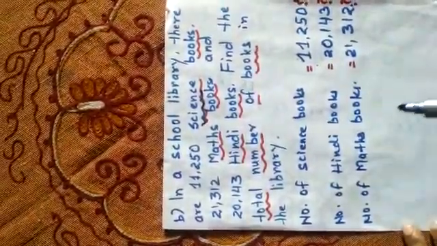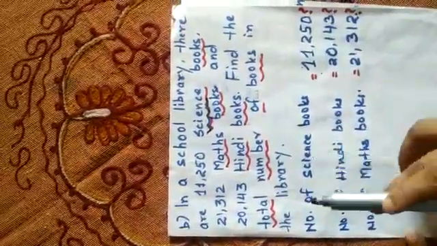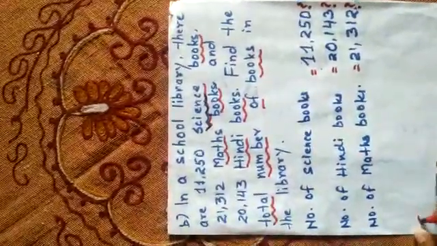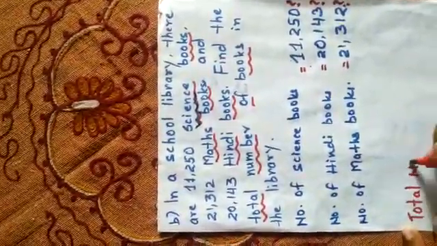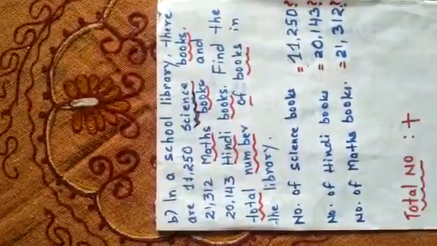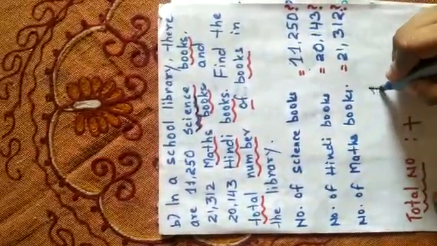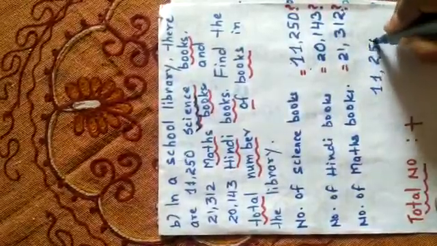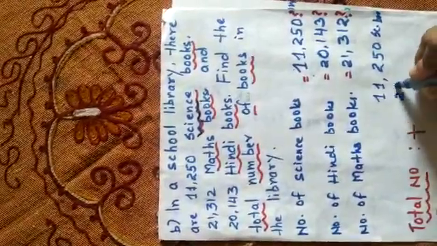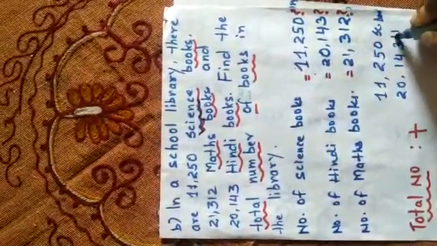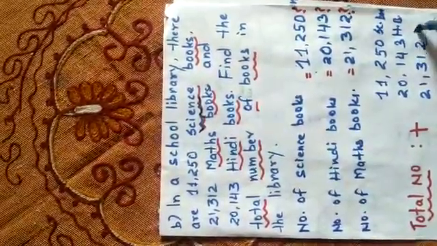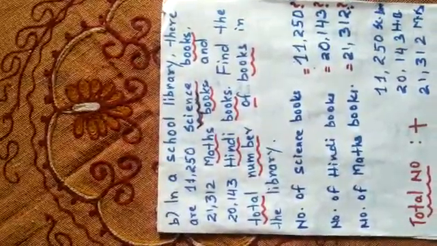Now from this information, the story asks us to find something. Total number, bingo, total number. Total number is the addition vocabulary. So what is the meaning of total? Plus. So now we arrange these numbers: 11,250 science books, 20,143 Hindi books, and 21,312 maths books. So in total, we have to add.